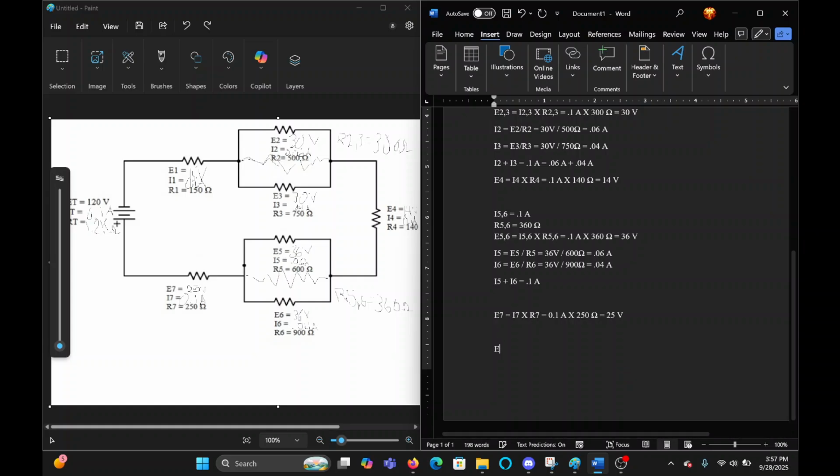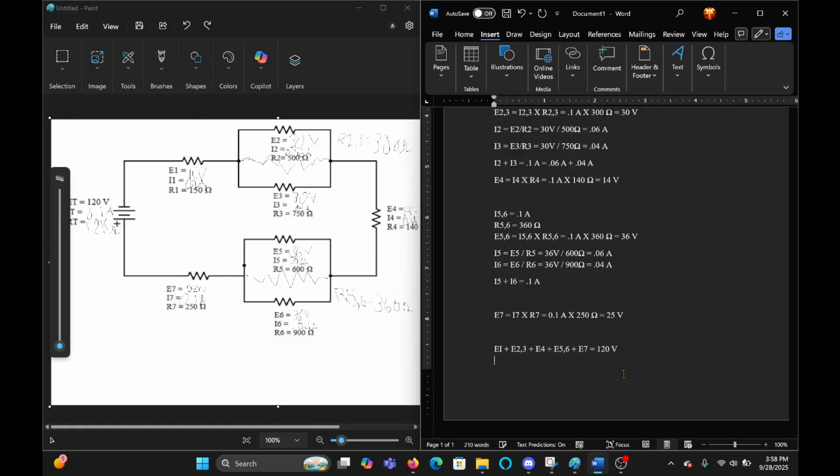So you can double check that. E1 plus E2 and 3, plus E4, plus E5 and 6, plus E7 is going to equal 120 volts.